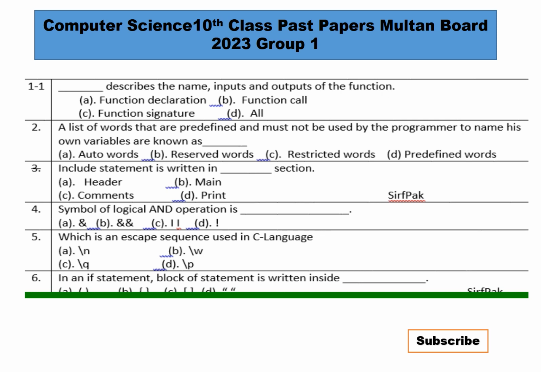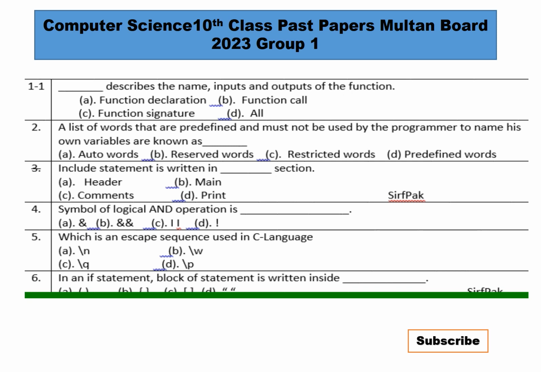पहला MCQ है: dash describes the name, inputs and outputs of the function. Function declaration, function call, function signature or all. Correct option is C, function signature.